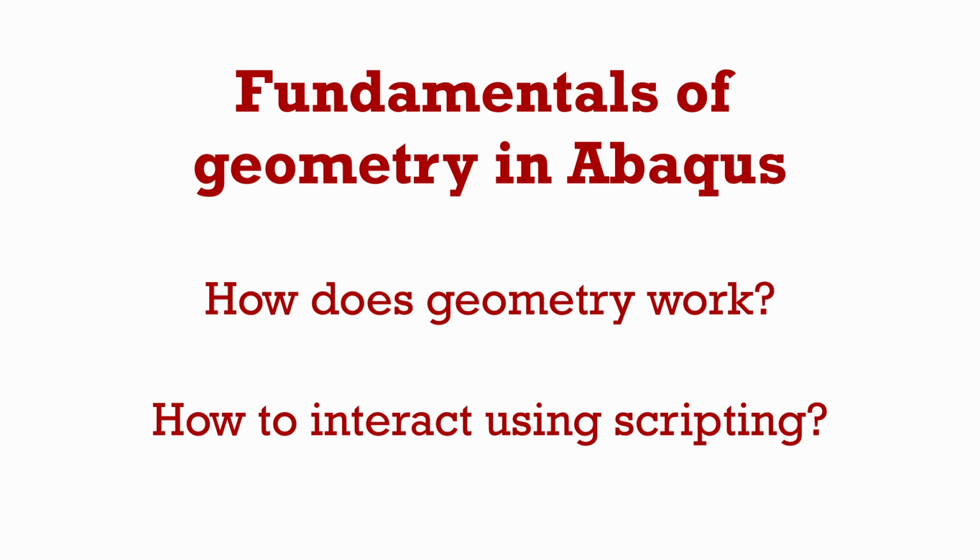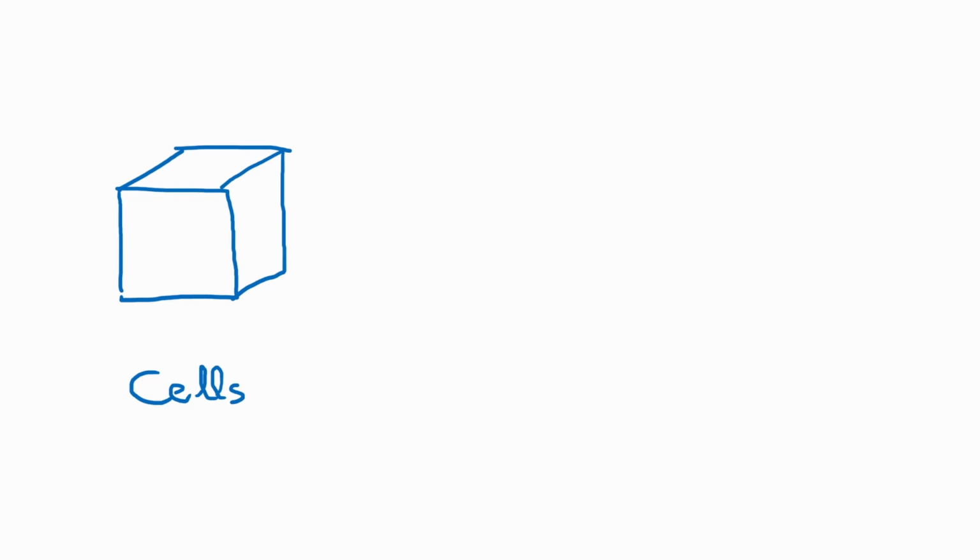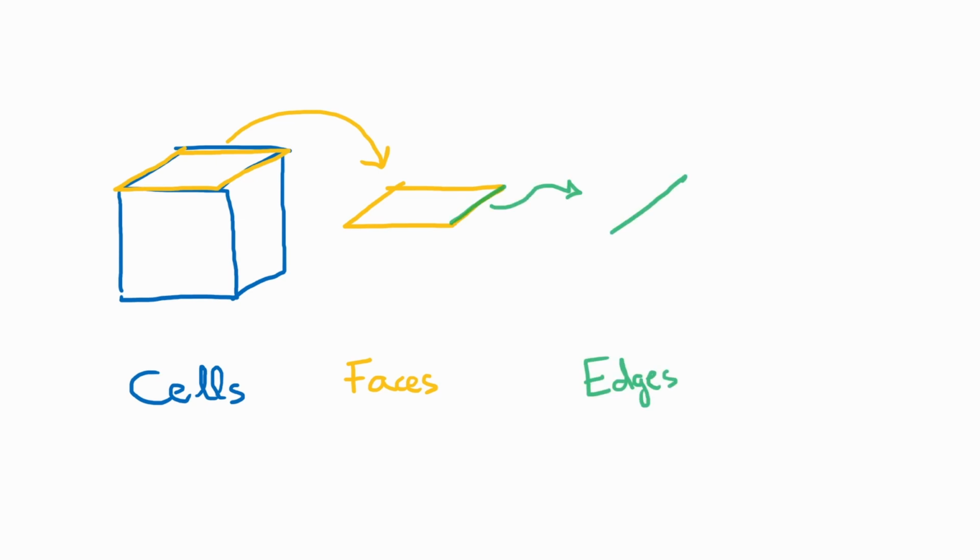So let's get started. In first place we have cells, which are 3D volumes delimited by faces. Faces can be flat or not, and they represent finite areas enclosed by edges. Edges can be straight or not, and they represent finite segments and are delimited by vertices. And finally, vertices are points in 3D space or 2D space, depending on the dimensions of the model.